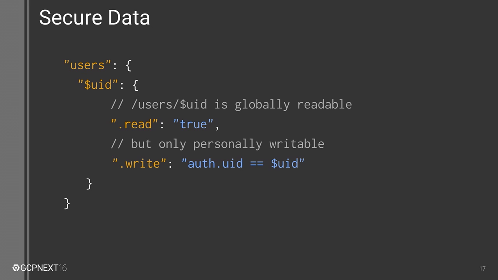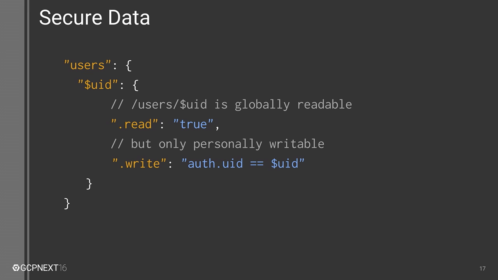So let's say you have a /users node in your Firebase. That $UID variable signifies a dynamic path, so this rule is going to apply to any child of /users. And there are 3 types of security rules in Firebase. The first is a read rule. This is saying that the data at /users/UID is globally readable. Anyone can read the data, but it's only writable by that specific user.